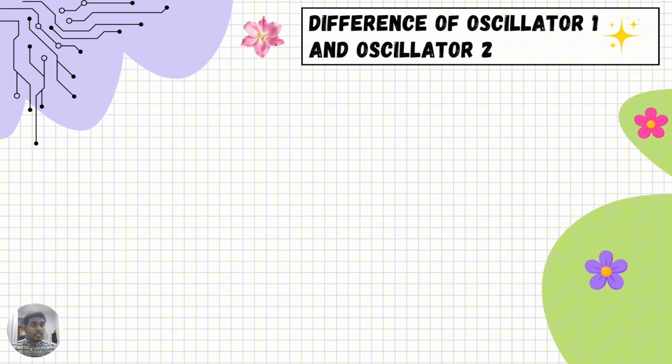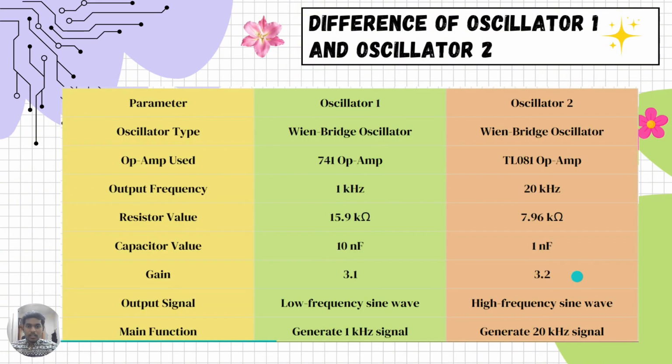So we're going to go for the differences. This is the differences in our oscillator 1 and also oscillator 2. So we're going to do the differences. As we know, oscillator 1, the gain that we get, we're going to go for the gain first. Okay, we're going to go for the oscillator type first.